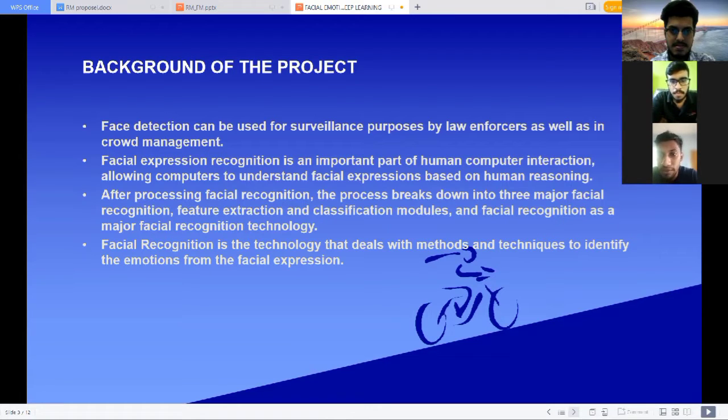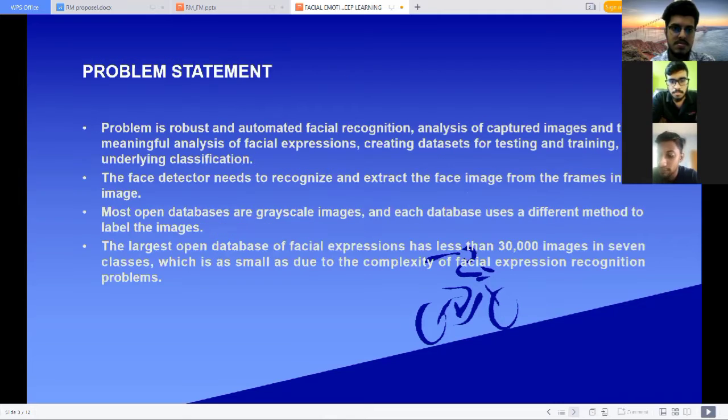Fourth, facial recognition is the technology that deals with methods and techniques to identify emotions from facial expressions. The objectives are: first, robust and automated facial recognition analysis for capturing images and meaningful analysis of facial expressions, creating datasets for testing and training and underlying classification. Second, the face detector needs to recognize and extract the face image from the frame in the image.